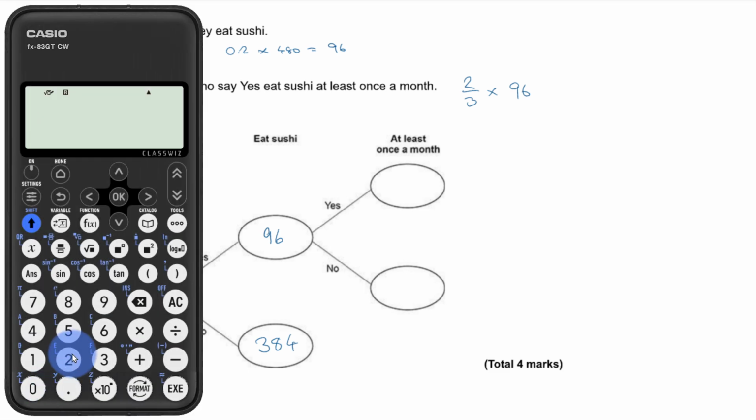Hit the fraction key. 2 on the top, 3 on the bottom, 2/3 times 96. This is the calculator paper. I'm not taking any chances. I'm going to let the calculator do my thinking for me where it can. So 2/3 of 96, that's 64.